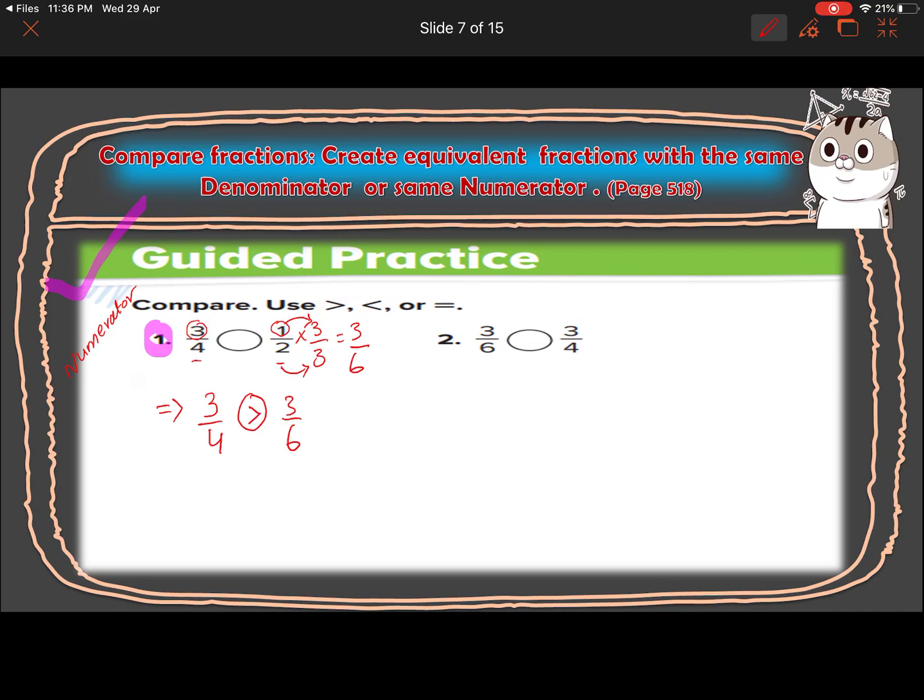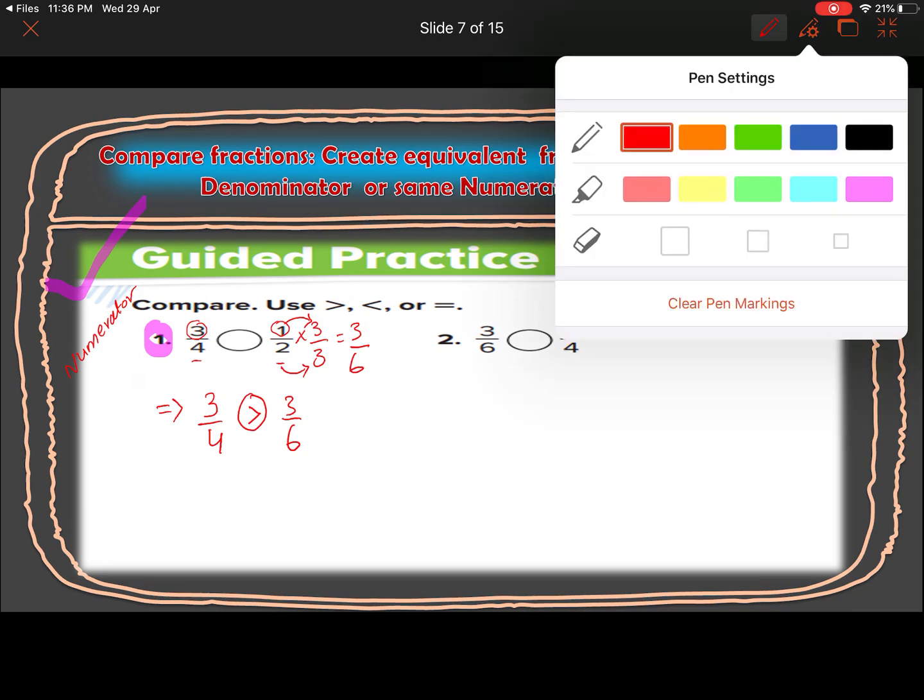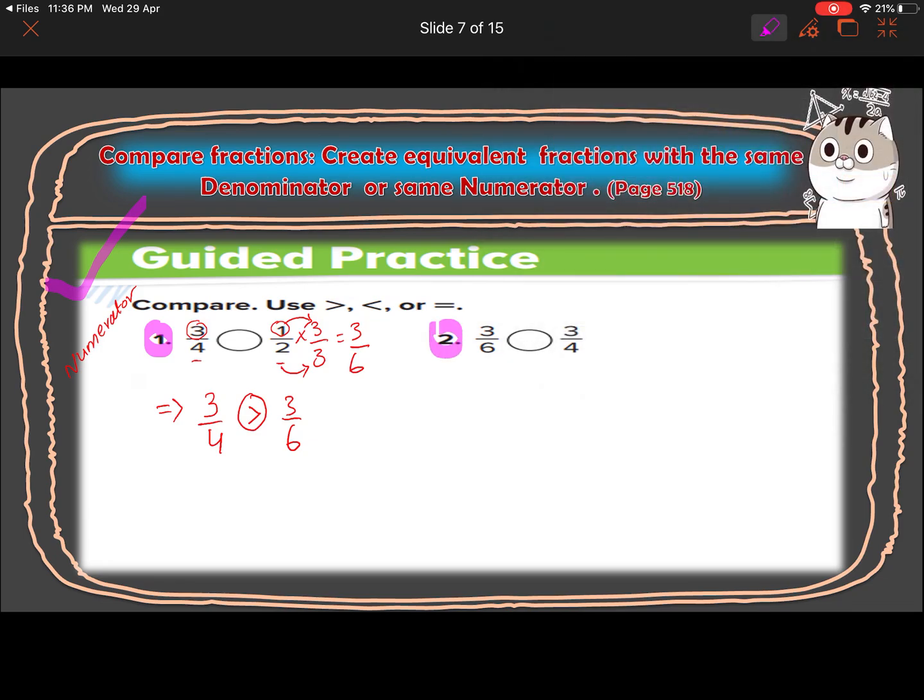It is greater than 3/6. Why? Because the numerators are same. As we all know the rule, if the numerators are same, then the fraction with the smaller denominator is big. So 3/4 is greater than 3/6. Understand? Now, see question number 2.